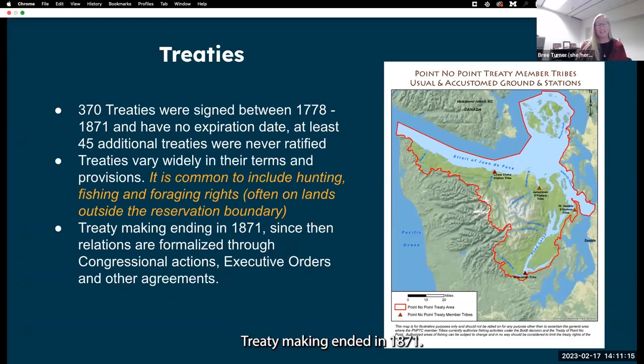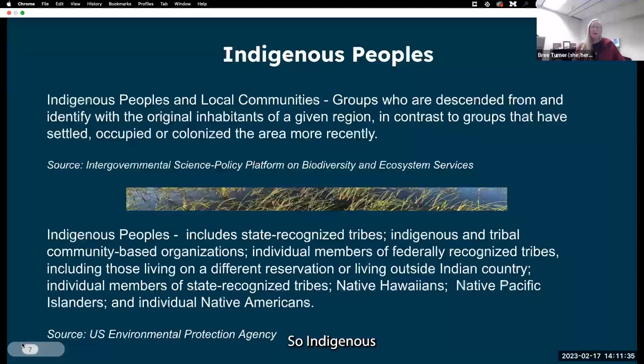Treaty making ended in 1871. Since then, relations are formalized through congressional actions, executive orders, and other agreements. And this is really important because in this current administration, we've been seeing a lot of these kinds of agreements come out. And Deanna's going to speak to that later on. Next slide, please.